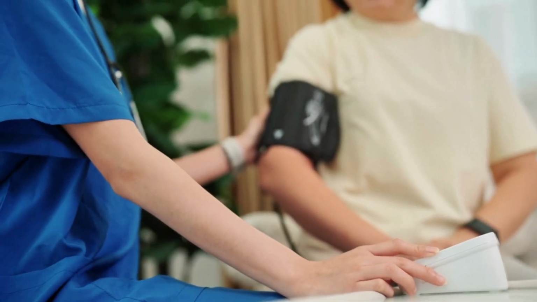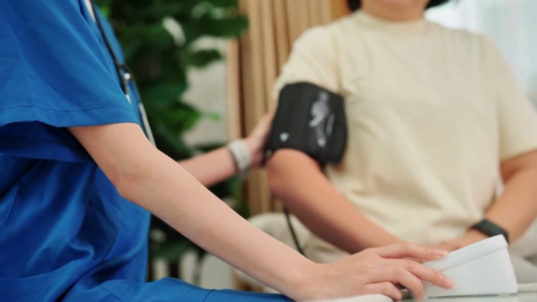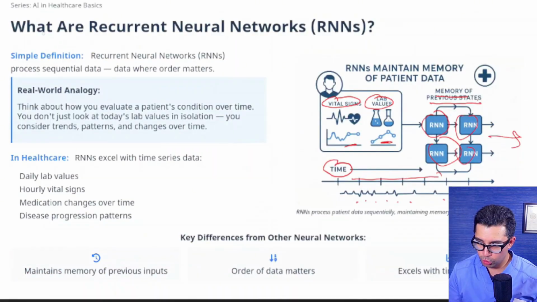Now, basically, think about how a seasoned clinician looks at a patient's condition over time. You don't just look at today's lab values in isolation, right? The doctor looks at your trends, patterns, any changes over time. The doctor notices when a patient's white blood cell count has been gradually rising over the last few days, or when their blood pressure shows a concerning pattern despite normal individual readings. It might be normal for a textbook patient, but not for you, the particular patient who has his or her own particular needs.